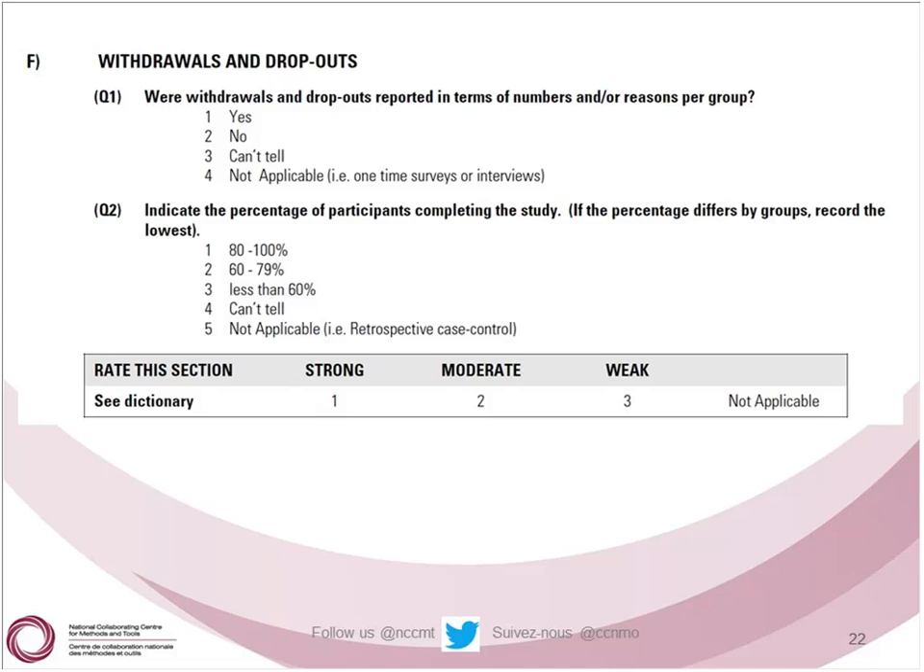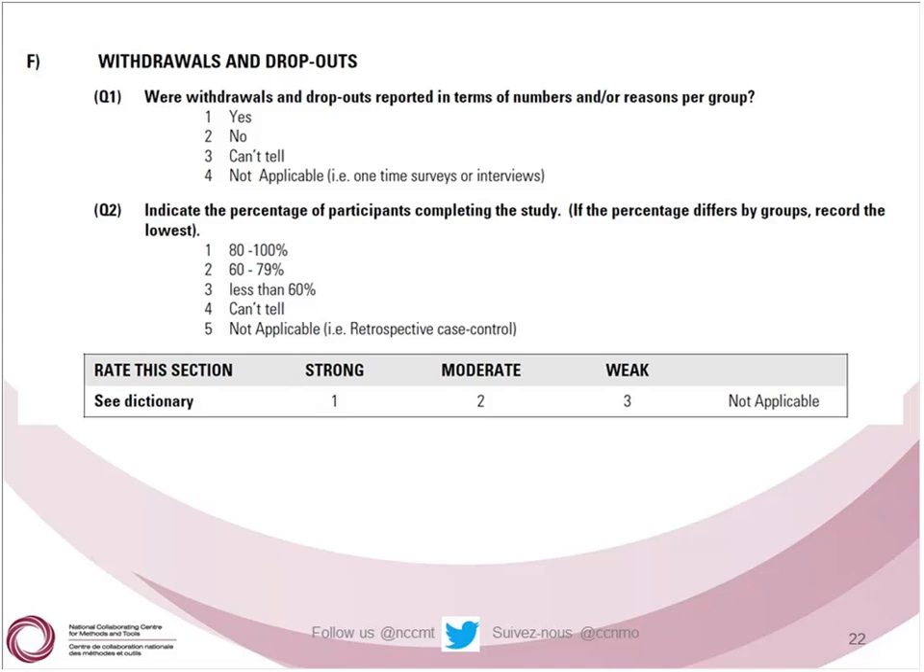That would be a very, very high participation rate and considered strong. If it's between 60 to 79%, it's still acceptable, but we start to be a bit concerned. Would there be something systematic about those that dropped out that makes them different from the ones that stayed in the study? And if less than 60% completed the study, we would want to know that, and we become more concerned about the generalizability of the results to a larger population.